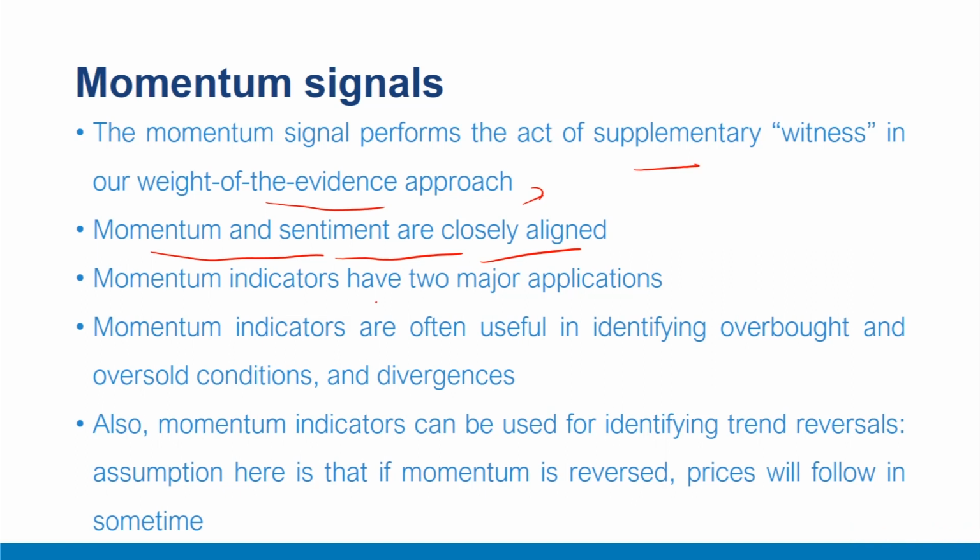There are two major applications of momentum indicators. First, momentum indicators are often useful in identifying overbought and oversold conditions and price divergences. Also, momentum indicators can be used for identifying trend reversals. The assumption here is that if momentum is reversed, then prices will follow in some time. To summarize, in this video, we introduced the concept of momentum in the context of financial markets. We also discussed how it can be applied in identifying overbought and oversold conditions and identifying trend and trend reversals.